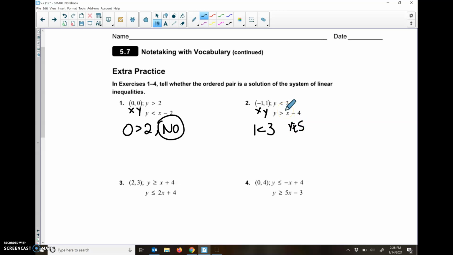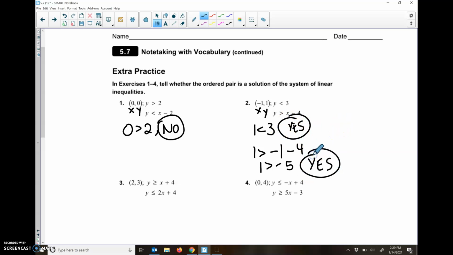So now we need to check the bottom one. Same thing, y is greater than, this time, x minus 4. So 1 is greater than -1 minus 4, which is -5. And that is true as well. 1 is greater than -5. So they're both yeses. So yes, that is a solution.